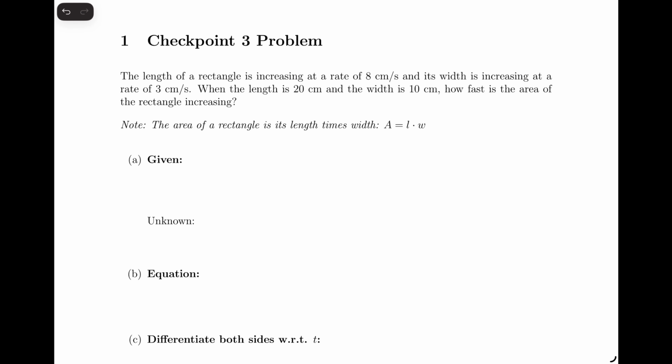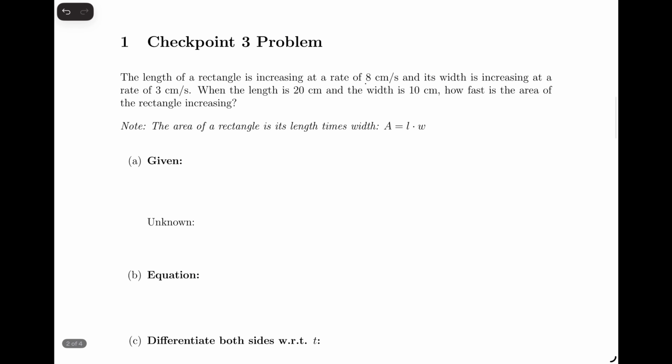So the first thing we want to do is put down our givens. In this case, you're given the rate of change of the length and the width. So we have that dL/dt, change in length with respect to time, is 8 centimeters a second. I think it's always good to keep track of your units as you go along. It'll help you at the very end confirm that your units add up and match what you're expecting for your answer. So we also have that dW/dt is 3 centimeters a second per the problem statement.